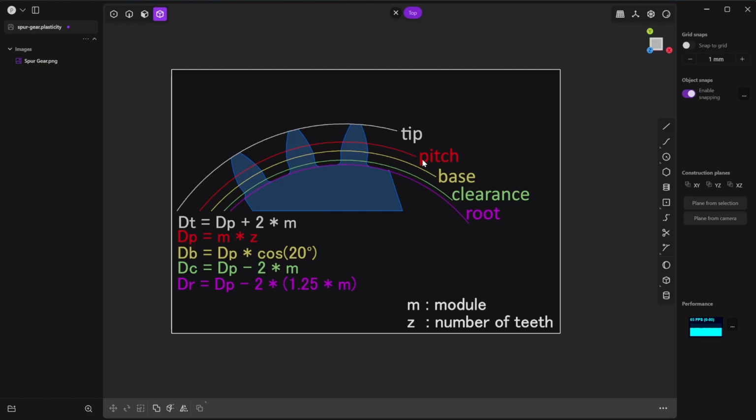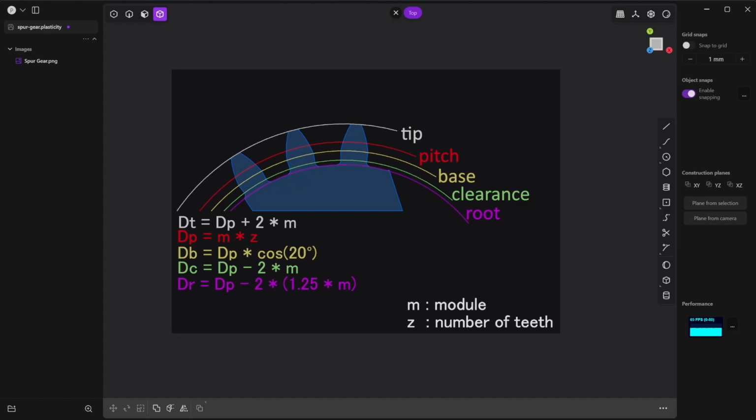The pitch diameter is, in my opinion, the most important diameter, as we will use it to calculate everything else. The base diameter is the one from where we will have to calculate the curve that represents the shape of each tooth. This curve is called the involute curve. It is very important, as I mentioned, to calculate it from the base.